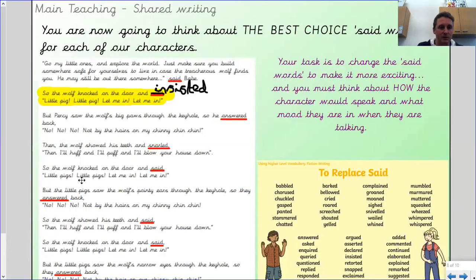For example, let's change something. So the wolf showed his teeth and said. Now if he's shown his teeth, he might be one of these. I'm going to choose something like snapped down there, for snapping. If you think of an animal when it's cross, it might bark at you. Barked is a good one, actually. There it is at the top there. So think about how they're saying it. If he's showing his teeth, he's getting really cross. So think about which word you're going to choose, and I want you to change it and then practice saying it in that voice.